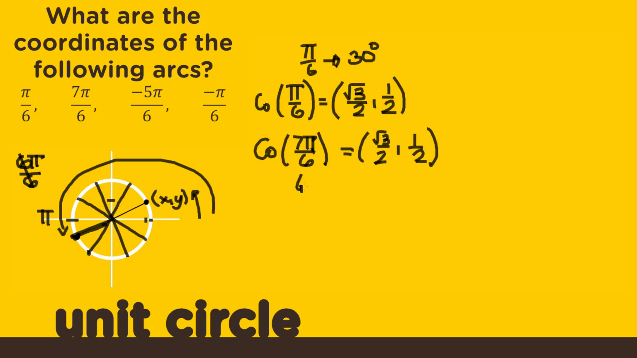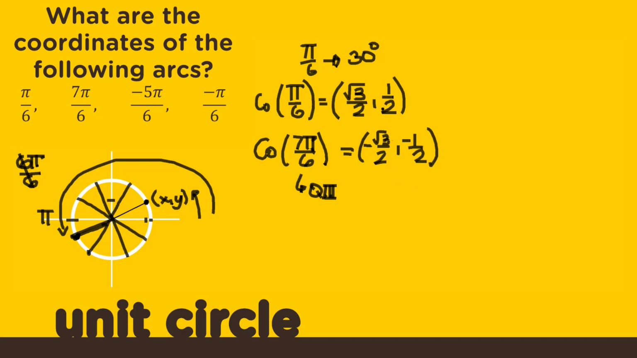This is located at quadrant 3, right? Our terminal point is at quadrant 3. What are the signs of x and y here? Our x is actually negative. So with the same figure, place negative. As easy as that. Our y is also negative, place negative. In short, the coordinate of 7 pi over 6 is negative square root of 3 over 2 and negative 1/2.